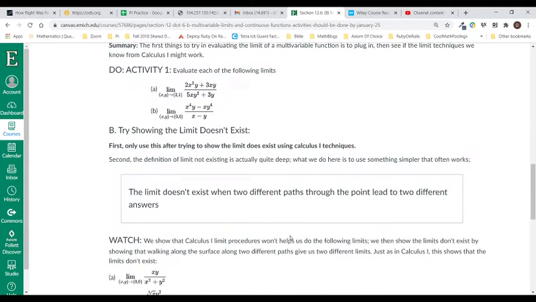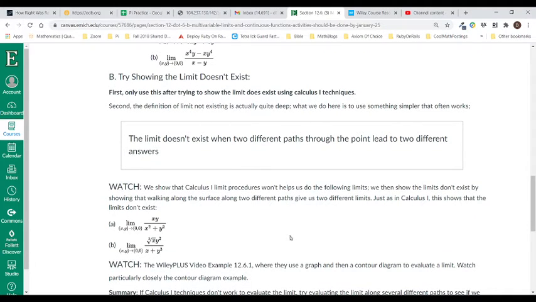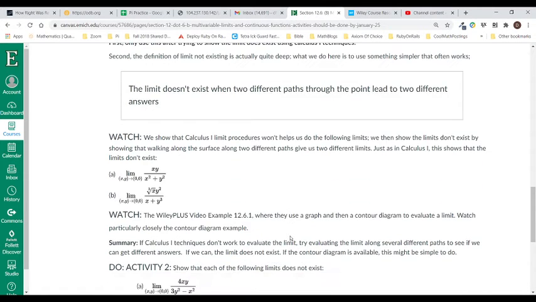And there's an activity. The second part, and this is actually what usually takes the lion's share of limits in Calc 3, try showing the limit doesn't exist. Well, remember in Calc 1, that meant the limit from one side was a different height than the limit from the other side. This gets taken to new lengths here. It's very interesting.